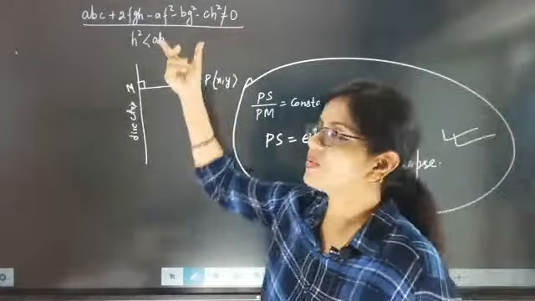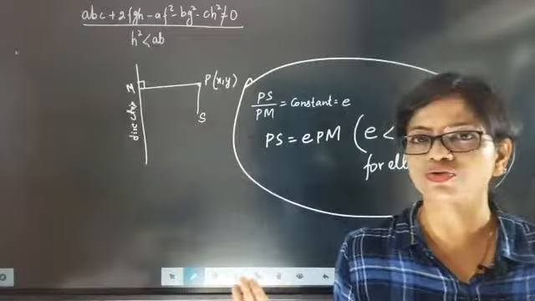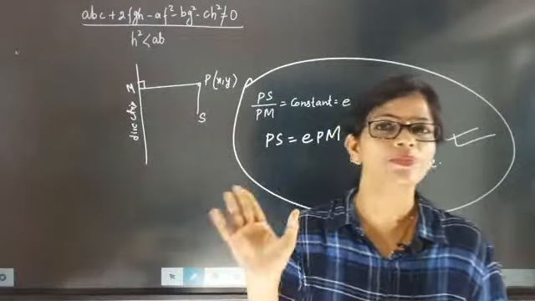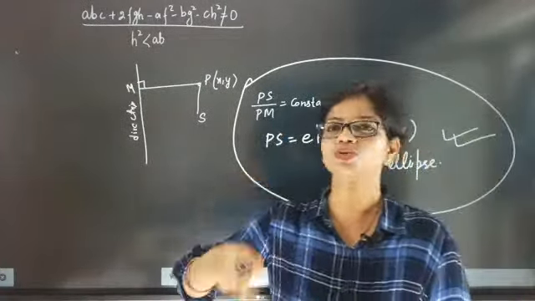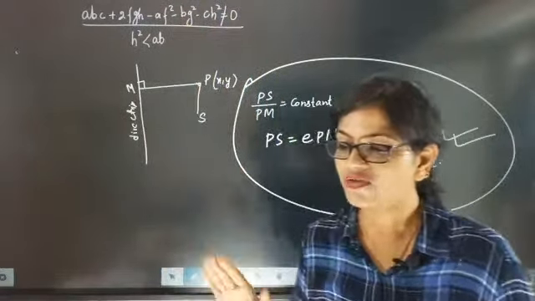So I told you the equation of conics, and the coefficient arrangement should not be equal to 0, and h square will be less than ab. All the key points only I have discussed. I didn't go for the final explanation and all. That will be a waste of time.